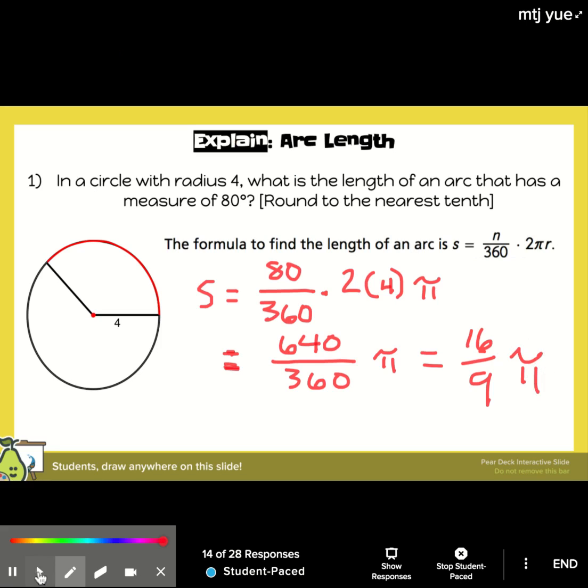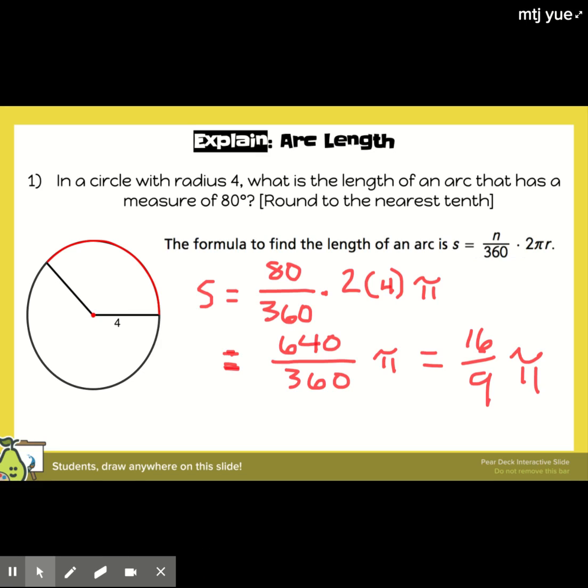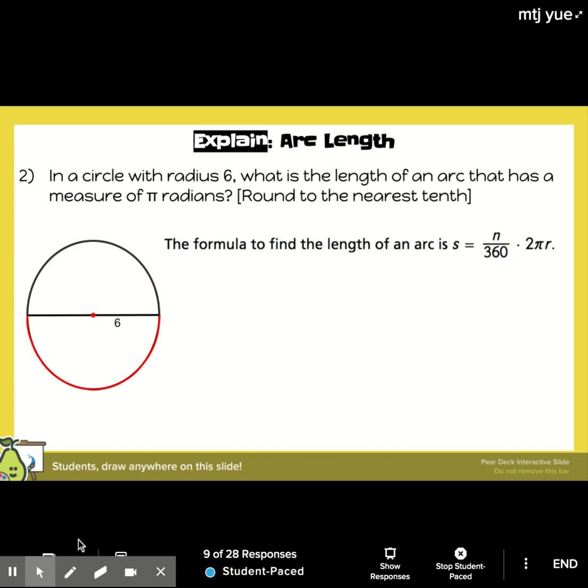The sweet thing about this is I've given you a tool in here. So if you click on this circle within the Pear Deck, a new screen, a pop-up, will appear, and it will be an actual unit circle. And you can drag the line for the degree measurement and actually type in the radius to go over that aspect.